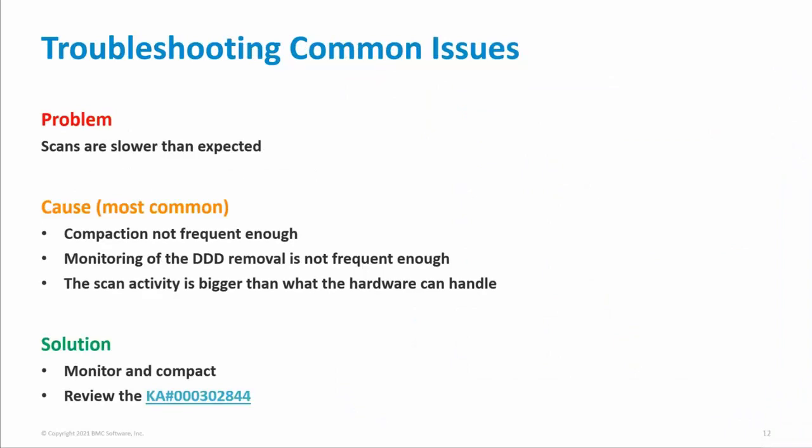Let's review a common issue and how to troubleshoot it. The scans are slower than expected. There are multiple possible root causes, but the most frequent one is that the compaction is not frequent enough or it has simply never been executed. When the compaction is not executed, the data store grows. When the data store grows, it takes more memory. And of course, beyond a certain point, it's going to swap.